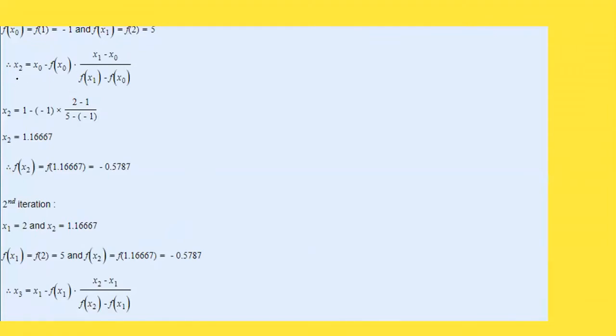x2 is equal to x naught minus f of x naught into x1 minus x naught by f of x1 minus f of x naught. You can use this formula also. Or x2 is equal to x1 minus f of x1 into x1 minus x naught by f of x1 minus f of x naught. Any formula, that is your wish. You can use either x1 or x naught. Nothing will happen.